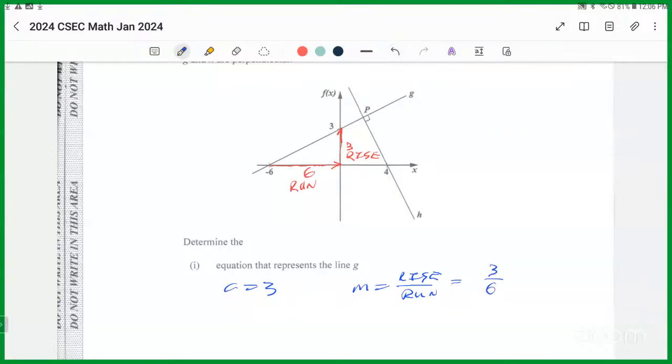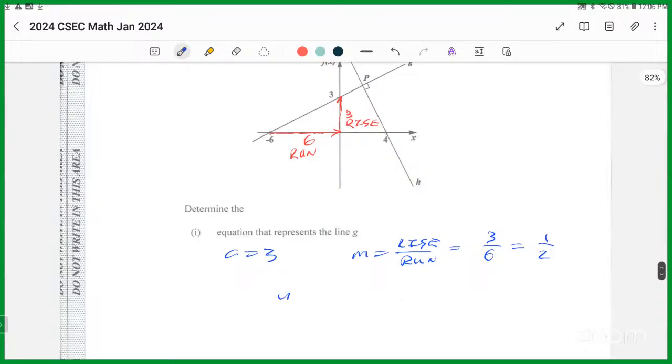When you get a graph, you can count out the rise and count out the run. You don't have to go into calculating. That reduces to a half. And so the equation is y equals mx plus c when you know the m and the c. So it's y equals half x plus 3. Done. That is it. That's the equation of line G.